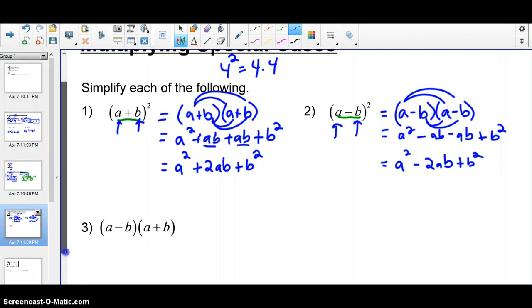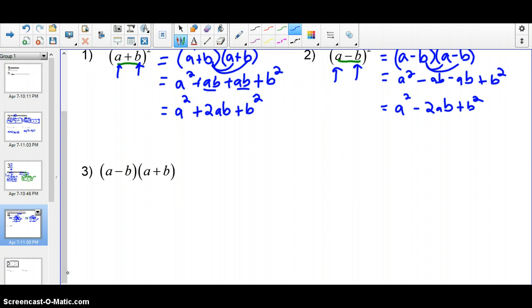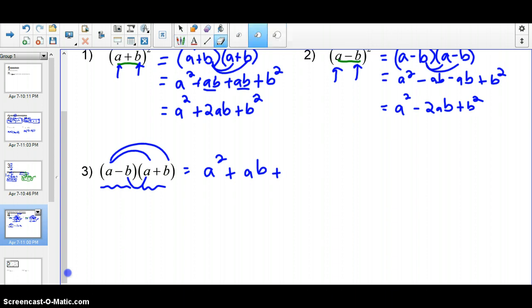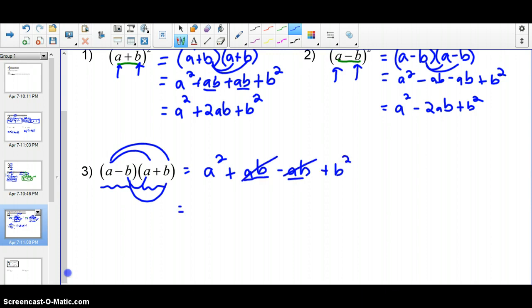Okay, one more pattern that you need to be aware of when you're doing these is a problem like this. When you're going to multiply two binomials, one of them is a difference, a minus b, and one of them is a sum, a plus b. Notice what happens. First times first is a squared, outer is plus ab, inner is minus ab, and then last is minus b squared. Now notice, these two things here will cancel, and you're left with a squared minus b squared.